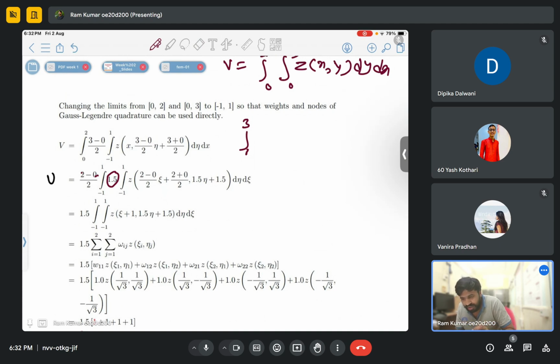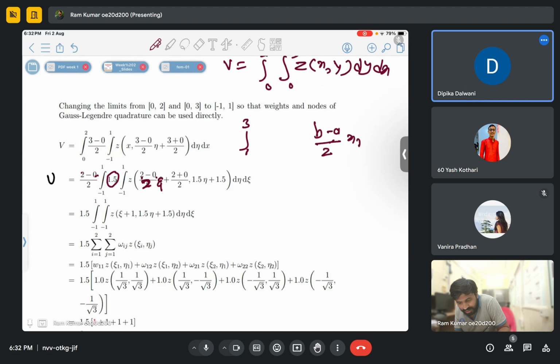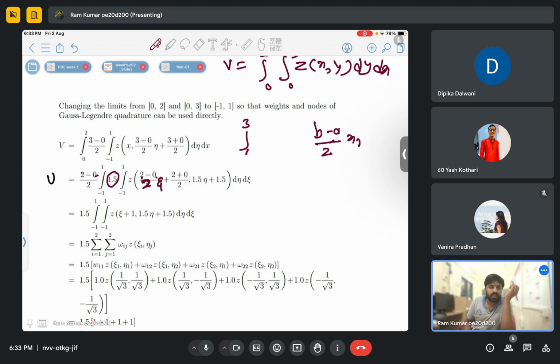Fine. So now our formula: b minus a into x1. So we are having (2 minus 0)/2, this is also fine, into zeta. Someone has unmuted the mic but I can't get the words. Yes, Kothari, can you hear me? Yes. You can write in the chat window so that I will get it.